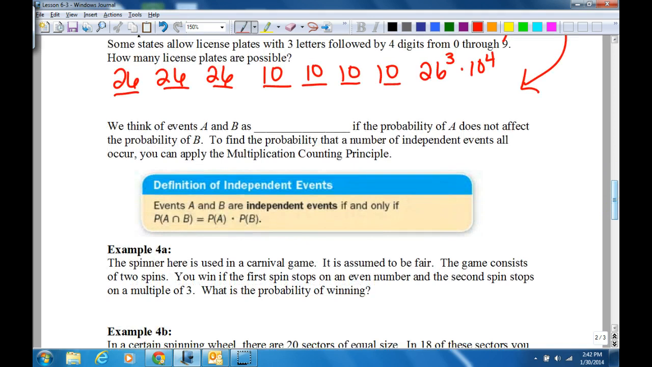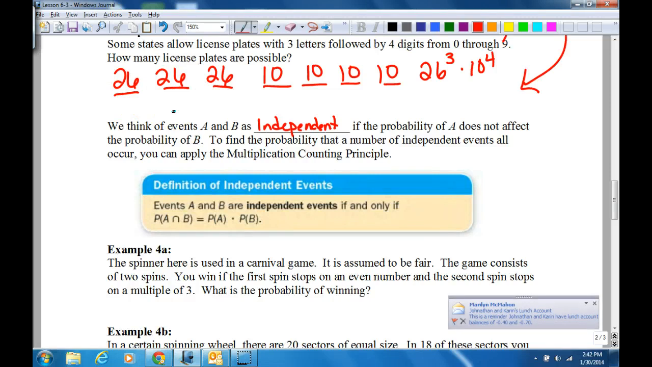Okay, so we think of events A and B as independent. The probability of A does not affect the probability of B. So if I pick an A for one of my first 3 slots, it does not affect any of the other slots. Right? Because it's with replacement, so I can always pick it again. Okay? Probability of me picking a 9 over here does not affect any of the slots, so they're independent.